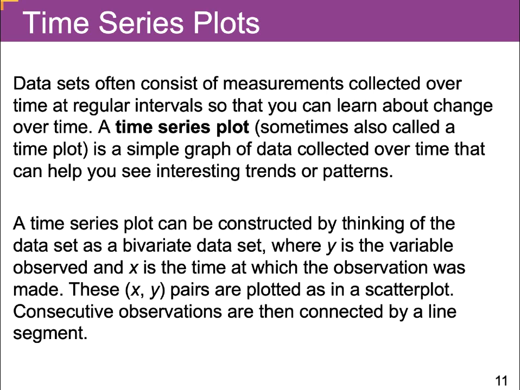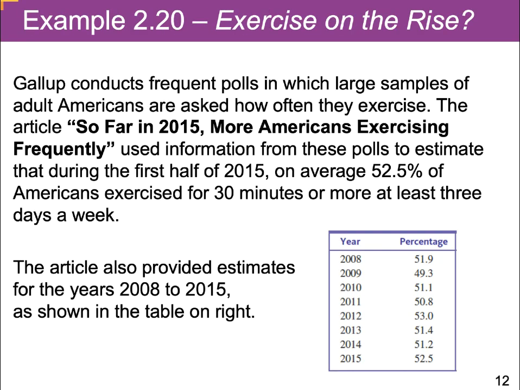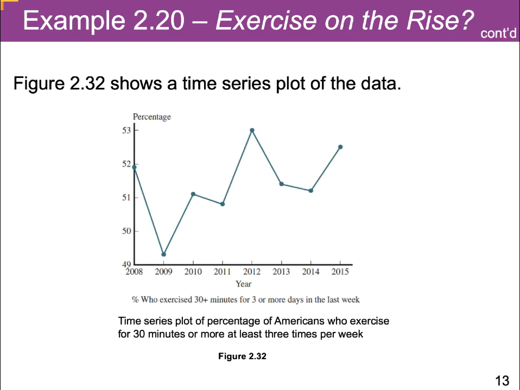So for example, "So far in 2015, More Americans Exercising Frequently" was an article based on a poll from Gallup looking at how often Americans were exercising. So we had data from the years 2008 to the year 2015 and the percentage of Americans exercising 30 minutes or more at least 3 days a week. So if we wanted to look at this over time, we would draw a time series plot.